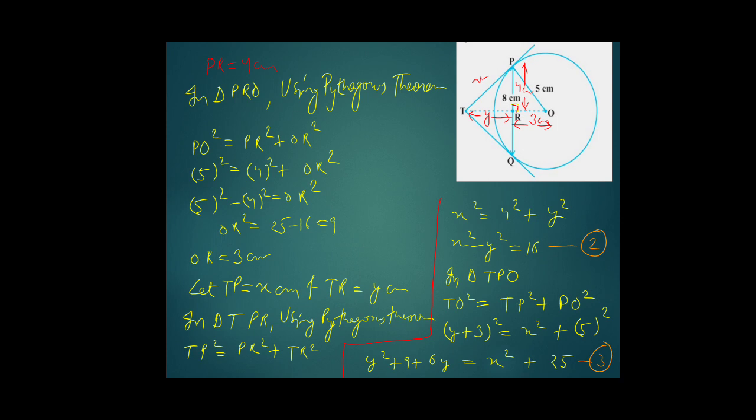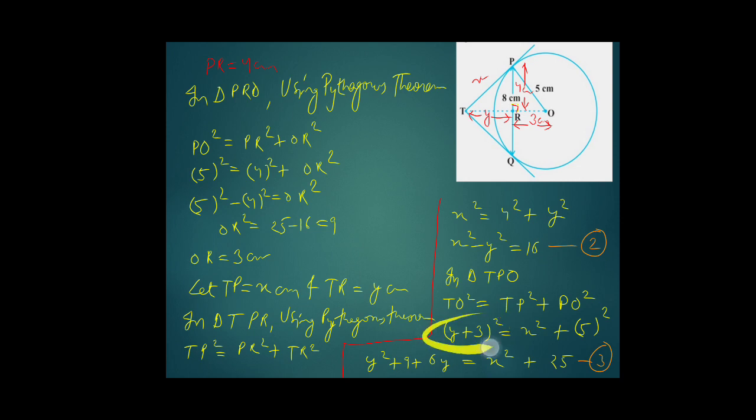So inside triangle TPR, when you apply Pythagoras, which angle is 90 degree? This angle is 90 degree, right? So use Pythagoras theorem, and you will get this relation: x square minus y square is equal to 16. Again, in triangle TPO, this bigger triangle, we know that OP will be perpendicular to TP. So I can also apply Pythagoras theorem in this triangle. Here the hypotenuse is TO, this side. TO square will be equal to TP square plus PO square, right? After you solve it, you will get this equation.